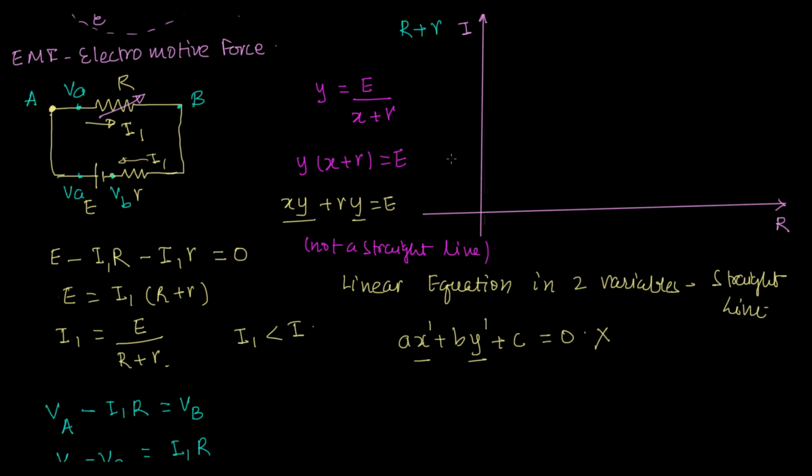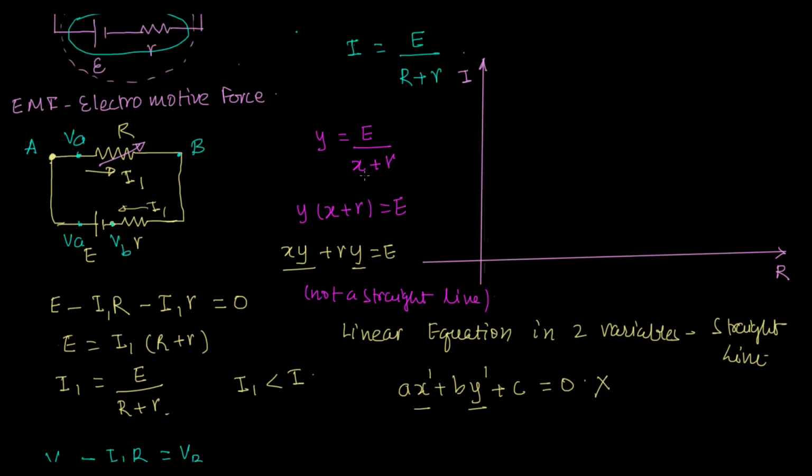Now let us try to get a hang of what is happening. When this x is 0, what is my y? My y is the maximum current. So it's E upon r, right? So this place is E upon r, when small r is equal to 0. I'm sorry, when x is equal to 0, it is E upon r.